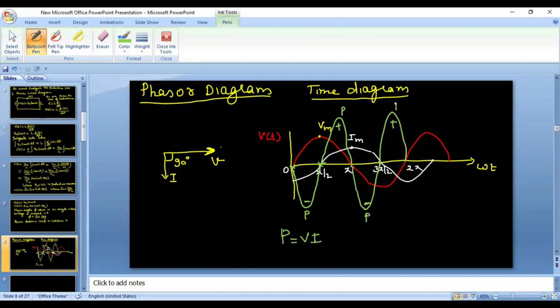So you can see here that in one complete cycle of supply voltage, that is 2 pi, I get two positive power loops and two negative power loops. It means in the case of inductance, the average power consumption is 0. This is what we know in the case of inductance. In a purely inductive circuit, the power consumed by the inductor is 0. So this is the AC circuit analysis for a pure inductance.